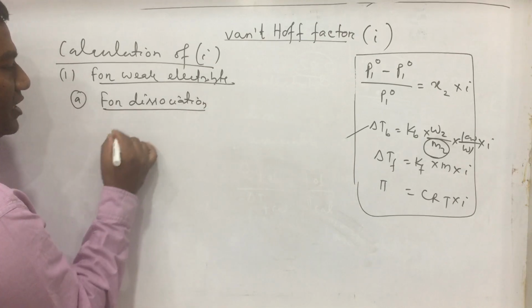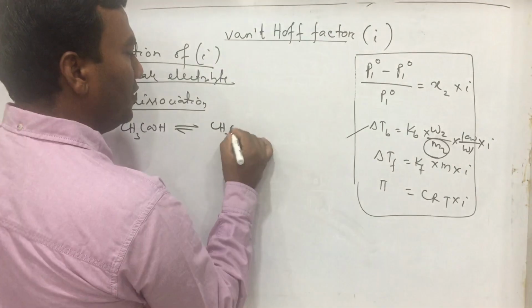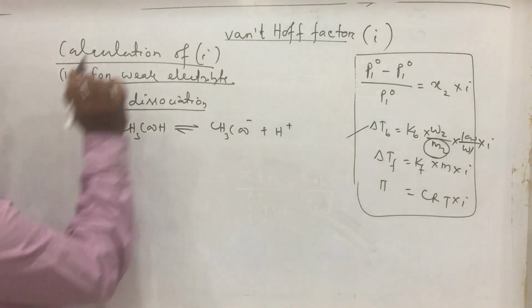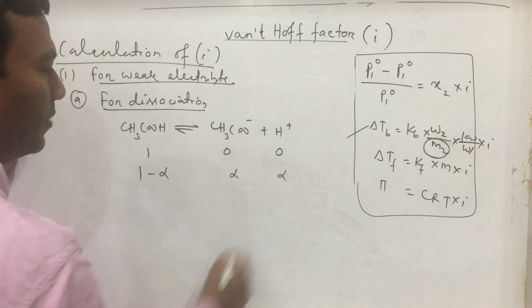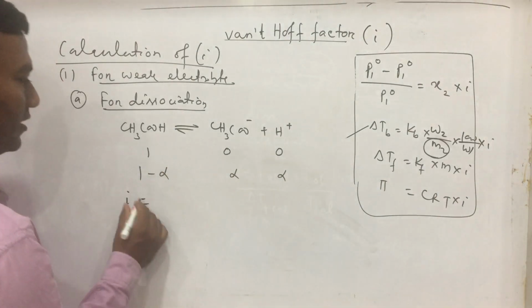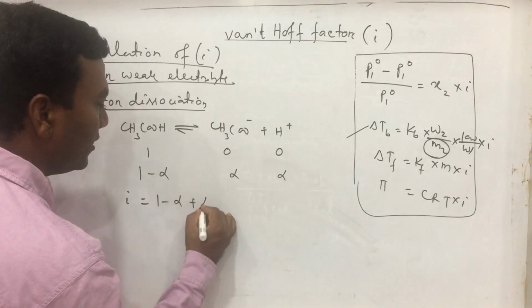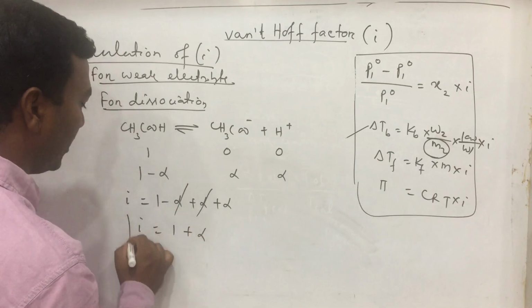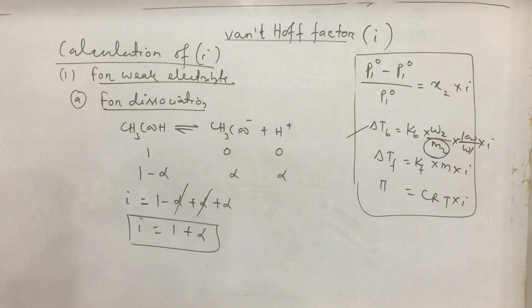Suppose one example, acetic acid CH3COOH, when it undergoes dissociation, it gives rise to CH3COO minus plus H plus. Clear? And here initially 1, 0, 0, and at equilibrium 1 minus alpha, alpha, alpha. So i equals the total number of moles at equilibrium. So i equals 1 minus alpha plus alpha plus alpha. Alpha alpha cancel. So i equals 1 plus alpha. Clear? So you see, when the solute undergoes dissociation, it will come as 1 plus alpha.